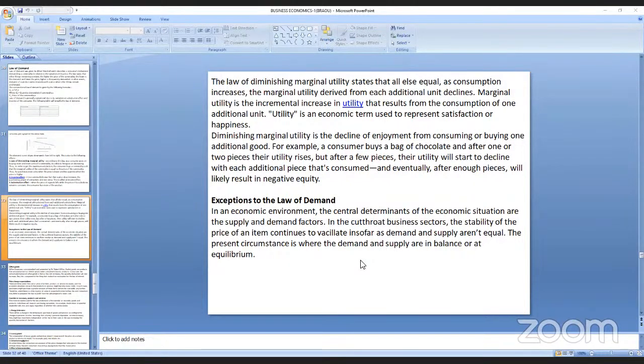The next is the exception to law of demand. Exception to law of demand means where it is cutthroat business.